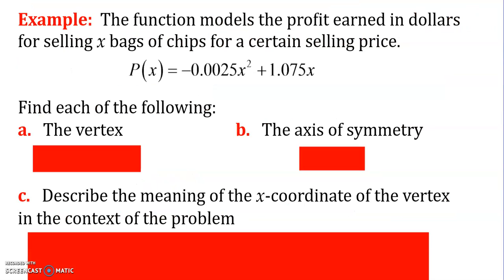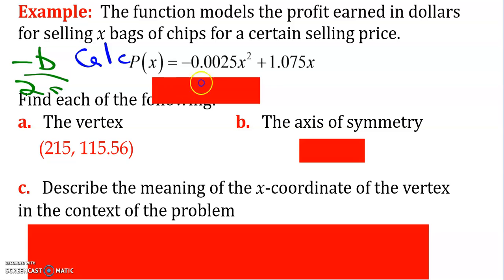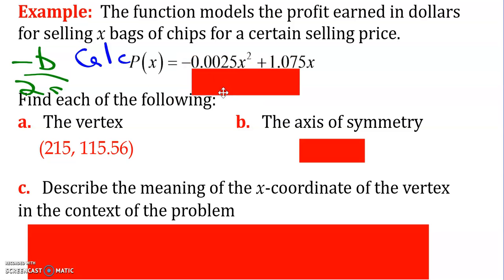All right, last one. Here we have an equation. We're talking about profit versus bags of chips. So if you guys want to pause the video so you can get this equation typed into your calculator, that's not a bad idea. Once it's in your calculator, you can find the vertex, or you could do the negative b over 2a, or opposite of b over 2a, whatever. So those are your options, opposite of b over 2a or calculator. Regardless of which method you choose, there's your vertex.